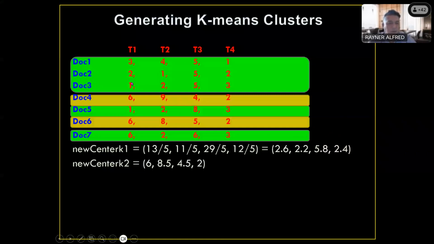And then for this one also, we take the average. This is for cluster 2. So 4.5, 8.5, and 2. Okay, so this is the updated centroid. So what you need to do again, with this center, is repeat the whole process again.